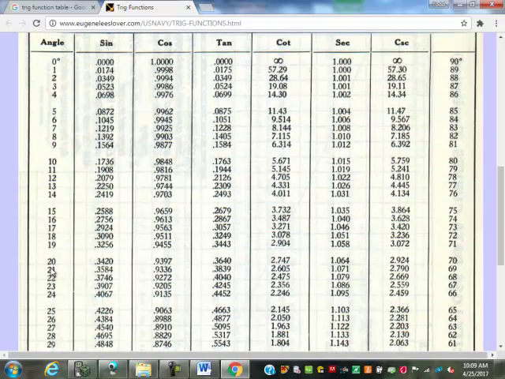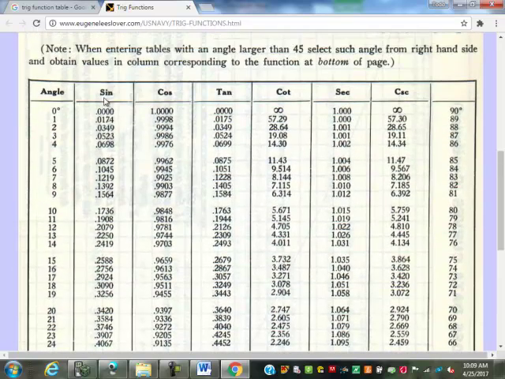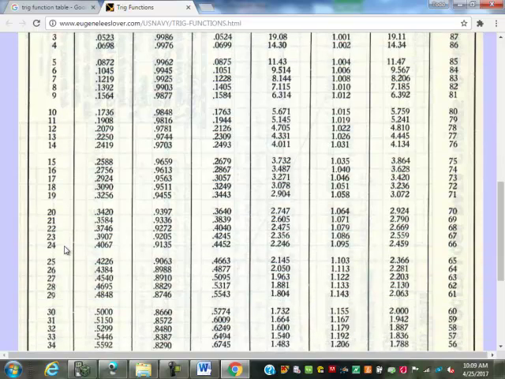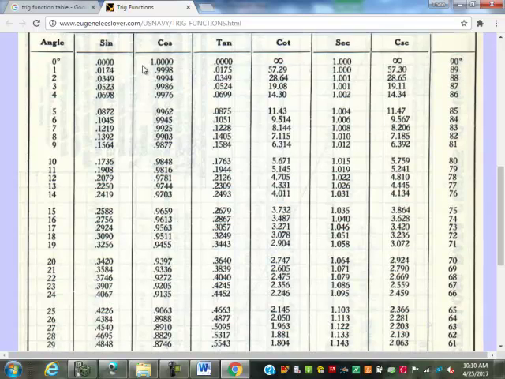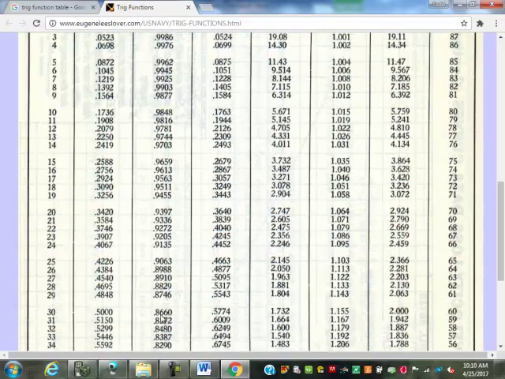Why does it only go up to 45? Well, I'm trying to find the sine of the angle of 60 degrees, right? Well, I know the sine of 60 is going to be the same as the cosine of 30, so I don't have to go up to 45 degrees. So I go to 30, and I go to cosine, 0.866, right there. So in order to make these tables more compact, they did that.